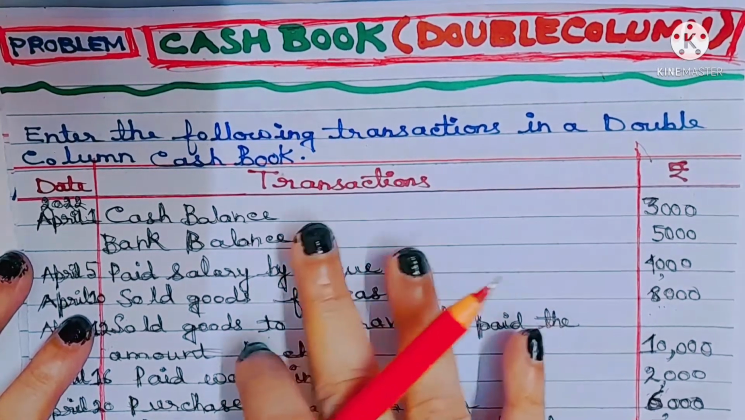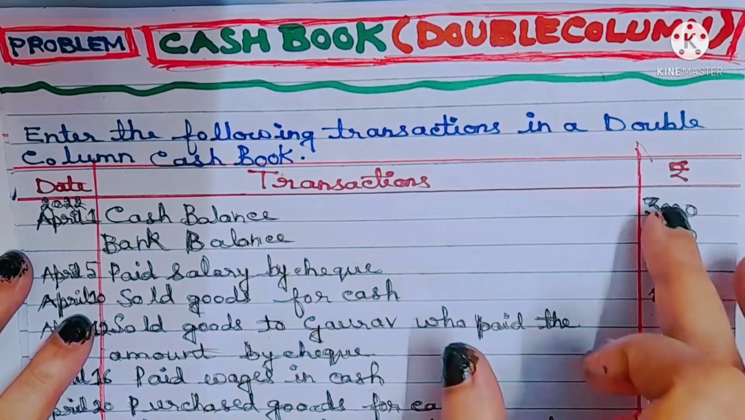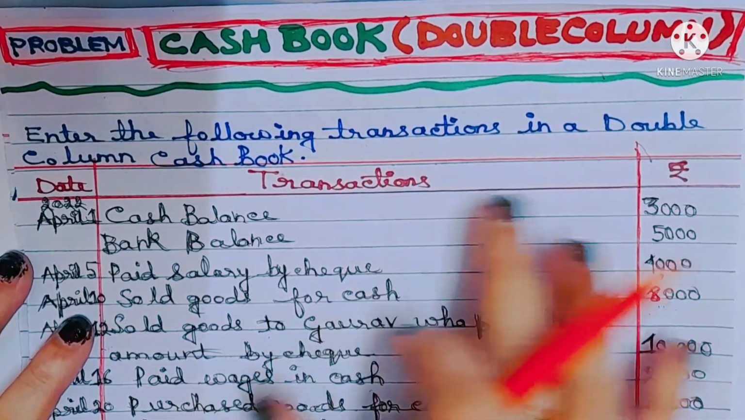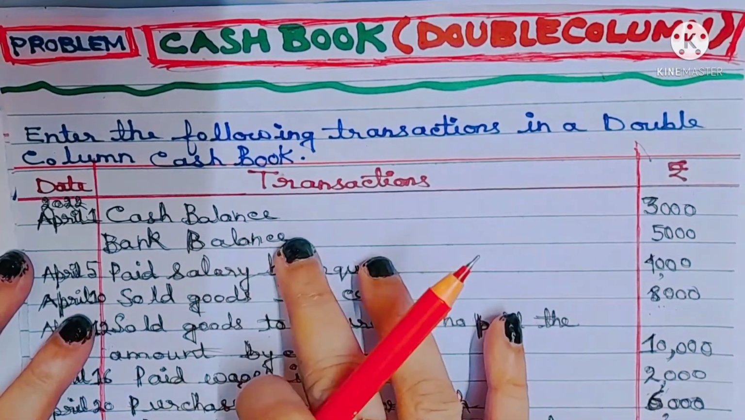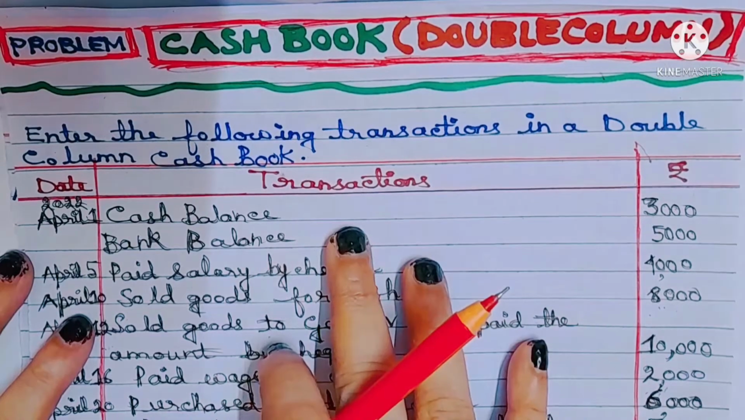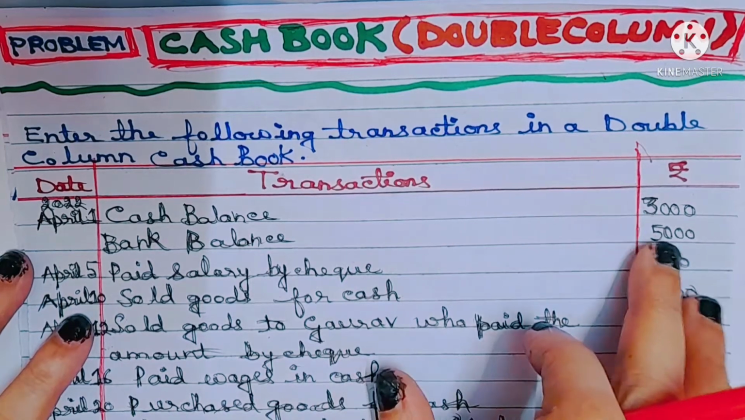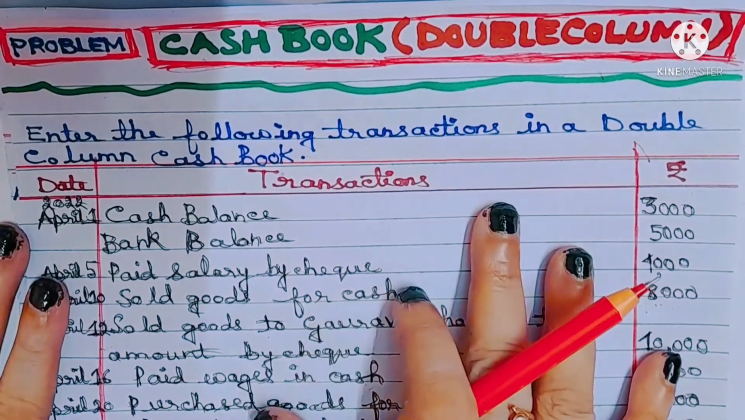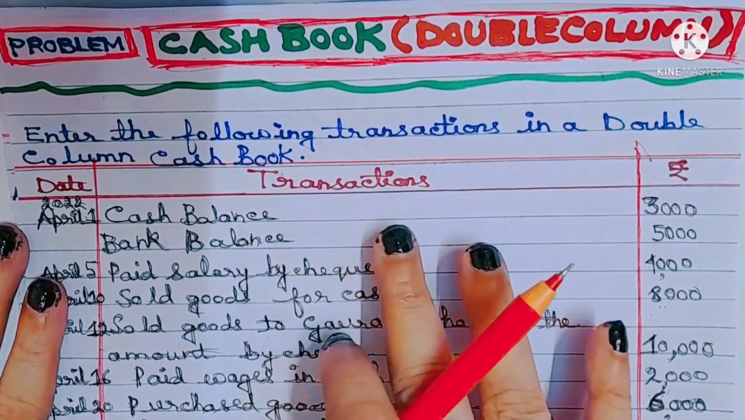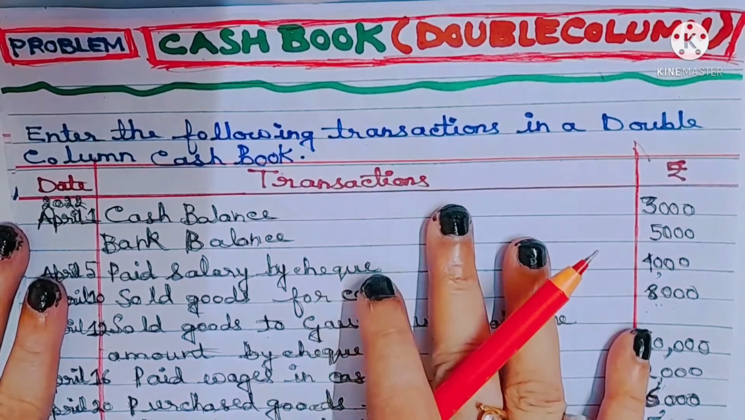So we'll have to write on the debit side in the cash book, in the cash column, to balance BD 3,000. Because this is the opening balance of cash. And bank balance means this is the opening balance of bank, cash at bank. So we'll write to balance BD on the debit side in the bank column 5,000. There will be no journal entry because this is the opening balance of cash and the opening balance of bank. So we'll only have to write to balance BD on the debit side in the cash book.